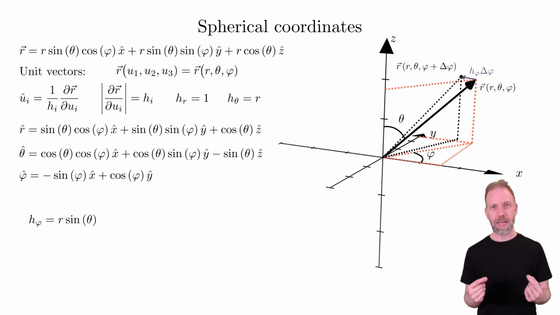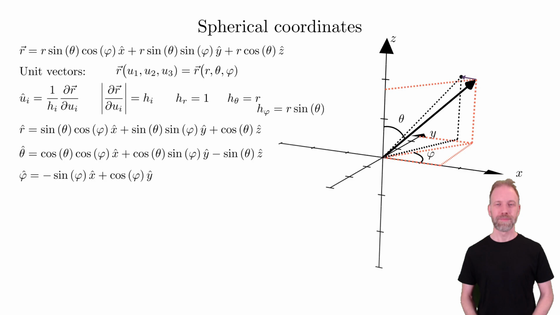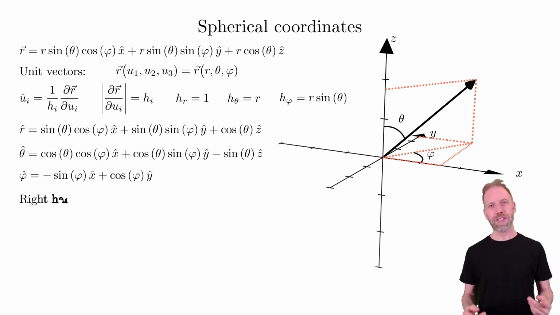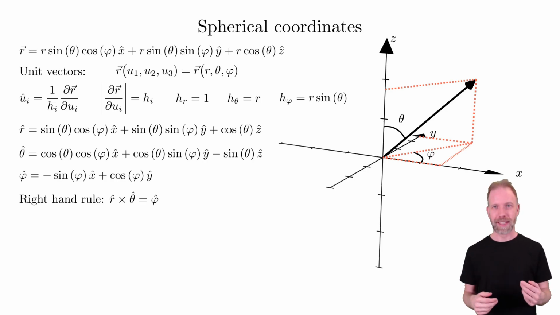Note that this is the same phi hat as we have in cylindrical coordinates. To ensure that we have a right-oriented coordinate system, the right-hand rule says that r hat cross theta hat is phi hat. We can now add the unit vectors to the illustration.